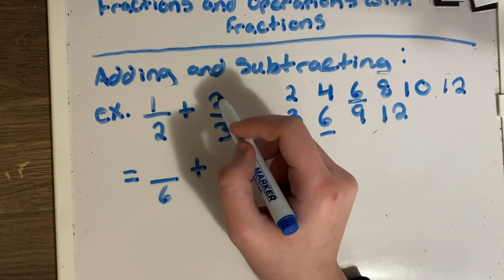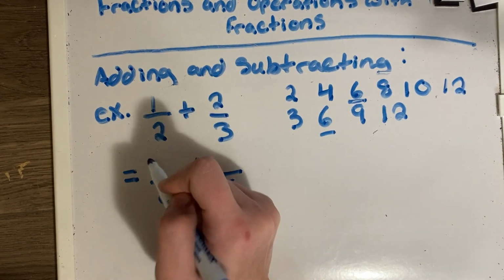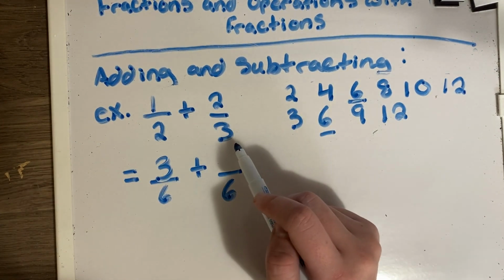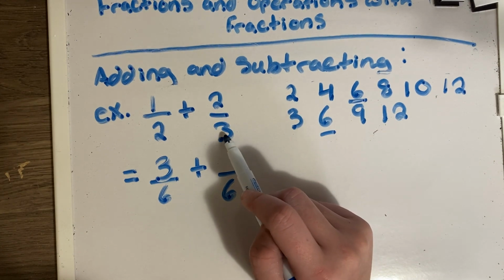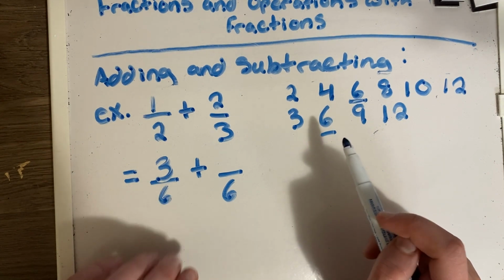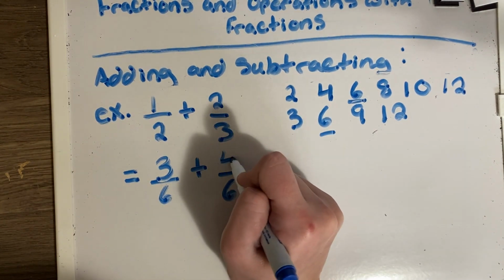So you do 1 times 3, because that's in the numerator. 1 times 3 is just 3. And then in the 2 over 3 fraction, in order to get from 3 to 6, you have to multiply it by 2. So whatever you do to the bottom, you've got to do to the top. So 2 times 2 is 4.